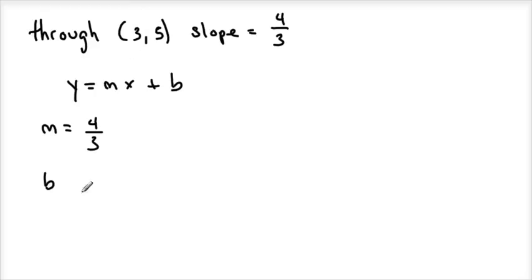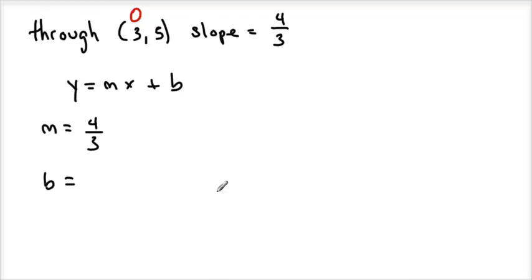Is this point (3, 5) a y-intercept? Why or why not? You say no, why? Very good. In order for it to be a y-intercept, this x-coordinate has to be a 0. So I do not have a y-intercept in this case, so I need to solve for b.